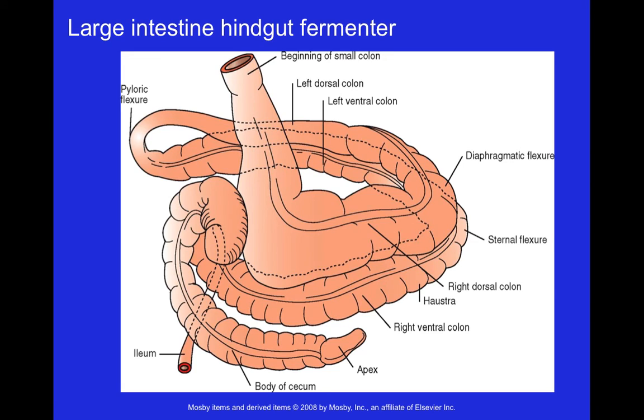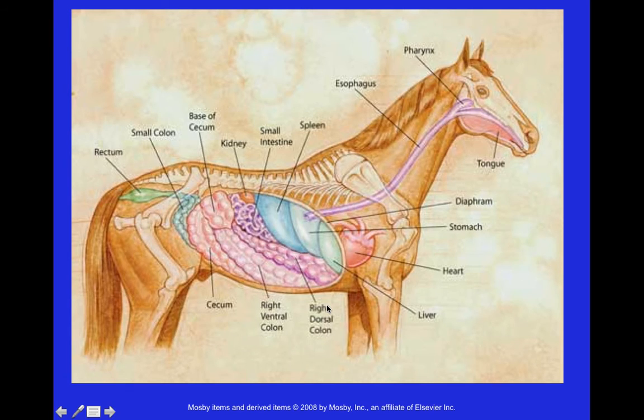And this is a really good diagram to get to know. It's the large intestine and how it's broken down in the hindgut fermenter. You can see, again, as we talked about with carnivores, our cecum is very poorly developed. In horses, it's extremely large. The body of the cecum carries on, then the apex of the cecum. And this just demonstrates how it's a blind sac. So the cecum itself is a little sac where food goes down, gets fermented, comes back up, and carries on into the rest of the colon. And this is a nice diagram to get to know as well.